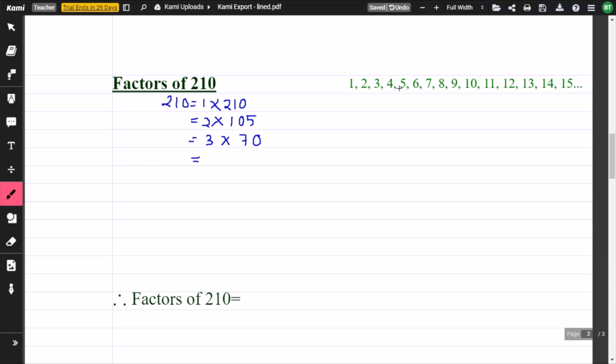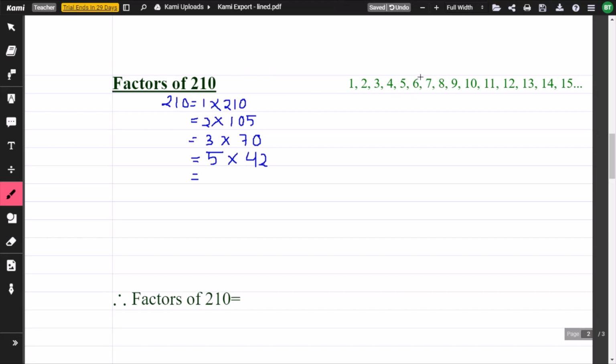So now move to the next number, which is 5. Is 210 divisible by 5? As you all know the divisibility rule for 5, in 210 the last digit is 0, which means 210 is divisible by 5. So 5 times 42 gives 210. After 5, move to the next number, which is 6.